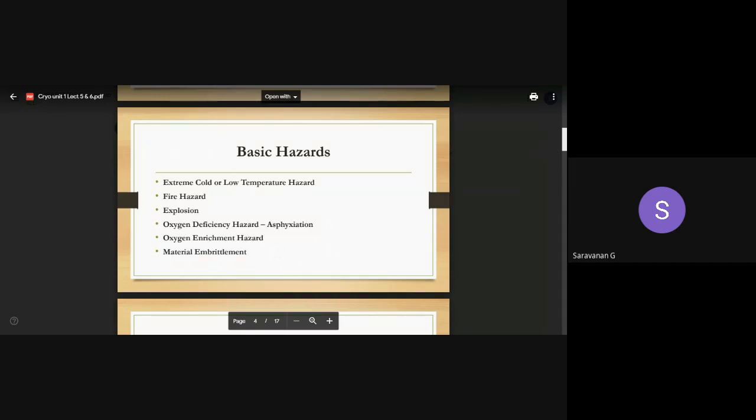Coming to the hazards, as I already mentioned, under this safety topic we need to start with the various hazards and how to prevent them. We will start with the basic hazards. The first is the extreme cold or low temperature hazard. The second is the fire hazard. The third is explosion. The fourth is the oxygen deficiency hazard, also known as asphyxiation. The next one is the oxygen enrichment hazard. Another one is material embrittlement.